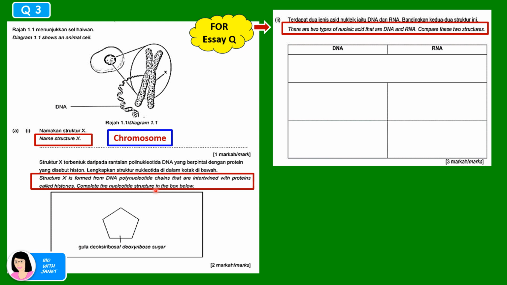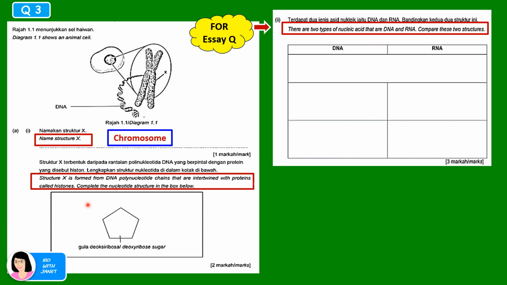Complete the nucleotide structure in the box below. Again, it's the nucleotide structure, right? So what's your answer? Okay, try and draw and complete this diagram to show the nucleotide structure. And then also answer question 2. Question 2 here, okay?